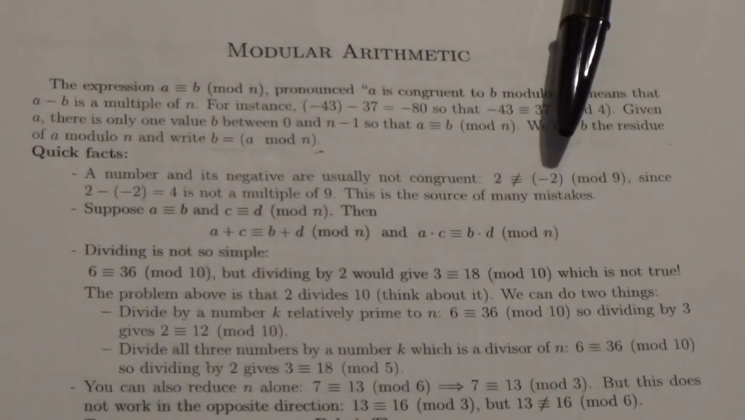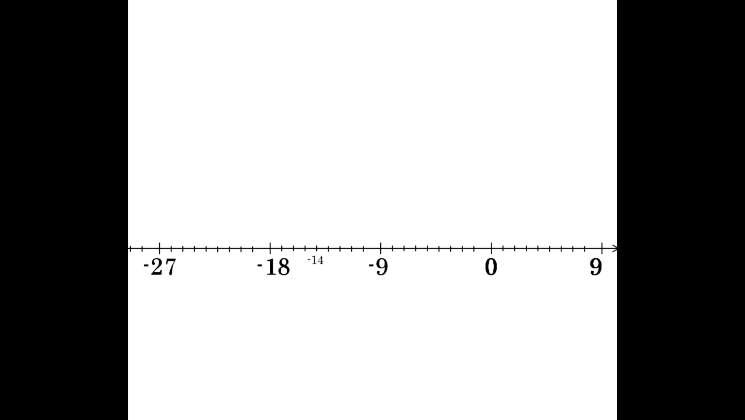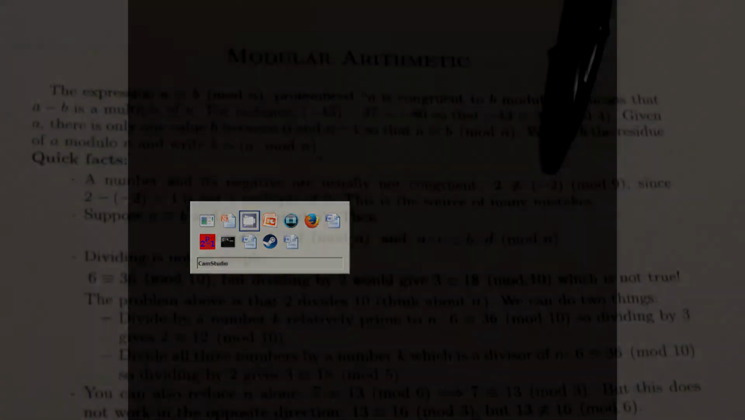So for negative 14, the closest multiple of 9 that is less than negative 14, you can think of as being equal to negative 18. That's kind of our baseline multiple of 9. And so as compared to negative 18, negative 14 is 4 steps away. And so that's kind of another way of reasoning it out. So yeah, I just wanted to make that note.